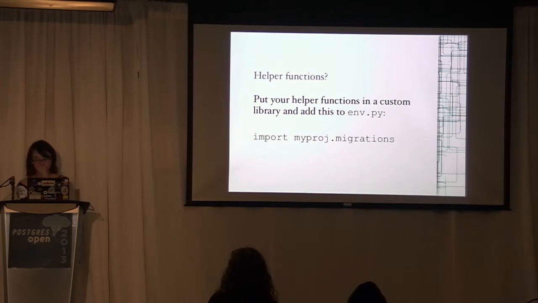Another thing that I've started doing recently is creating little helper functions for doing silly things like changing the ownership on a table. I got sick of typing the whole thing out, so I've got a little helper function that does that. And another helper function that I have is for loading raw SQL, which I'm going to talk about in a minute. But anyway, same strategy: create a special library and then just import it into your env.py in your Alembic directory.